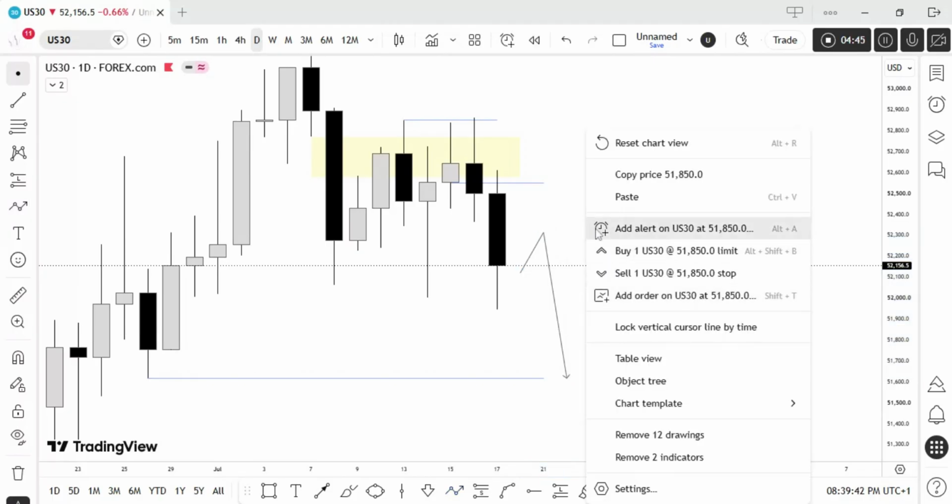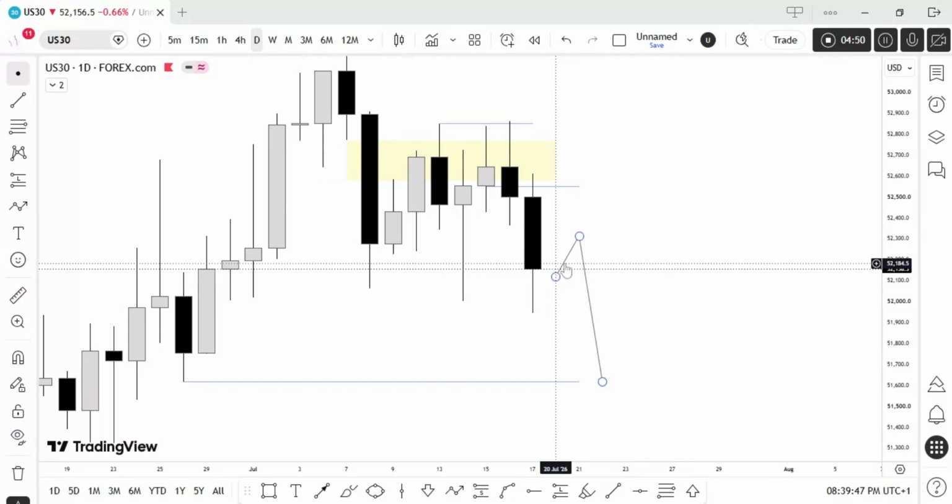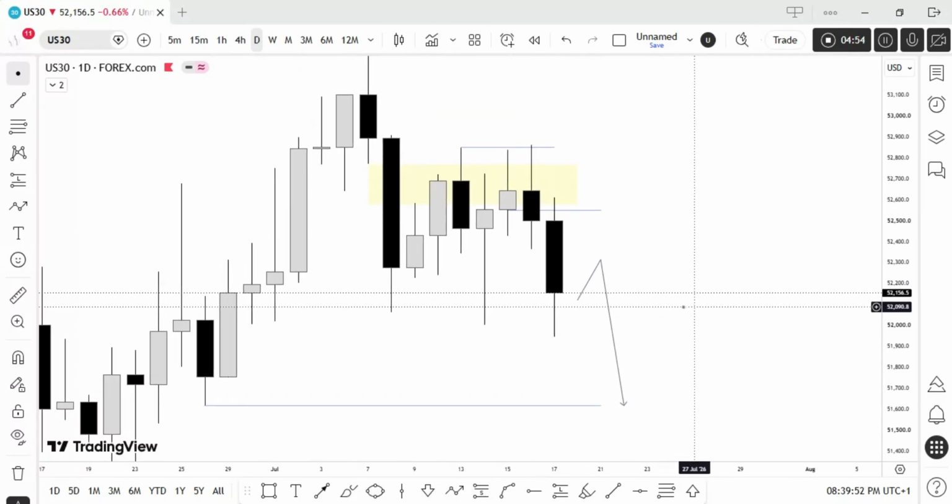So this is what I have on US30 for this week. A shallow pullback here for a continuation to the downside. The analysis is very straightforward and very clean. So our bias for this week on US30 is what? A bearish trend. So let's go down to the next trade.